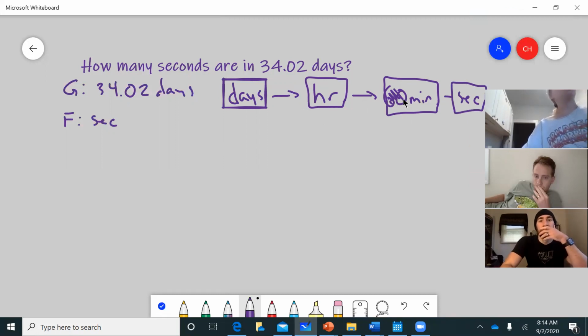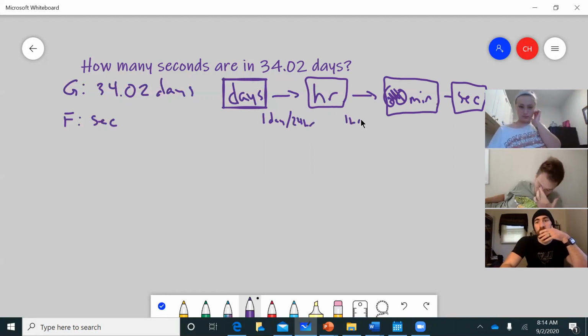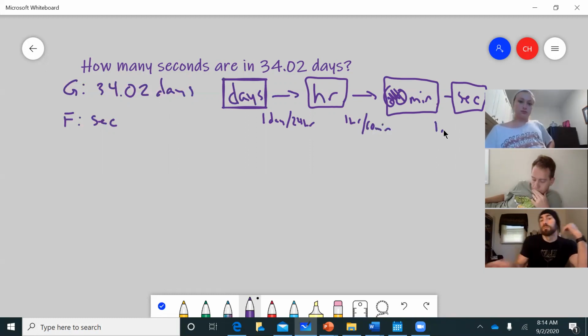There's 4. Now, yes, there's 60 in there. So I'm going to fill this in with 1 day is equivalent to 24 hours. 1 hour is equivalent to 60 minutes. And 1 minute is equivalent to 60 seconds, right? So starting with our given 34.02 days, I want to get rid of days.